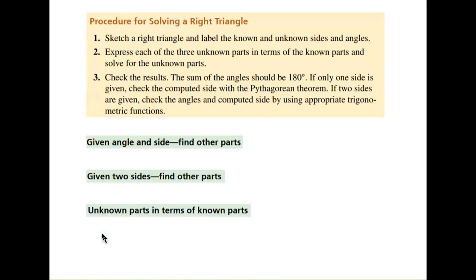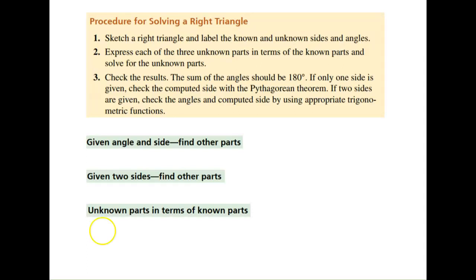Our procedure for solving a right triangle is, first of all, it helps to see a sketch. So I would suggest doing that. Sketch a right triangle, label what you know and what you don't know. Then you want to express each of the three unknown parts in terms of the known parts, and then solve for those unknown parts. I know it sounds kind of ambiguous, but we're going to get into it. And then you want to check your results.